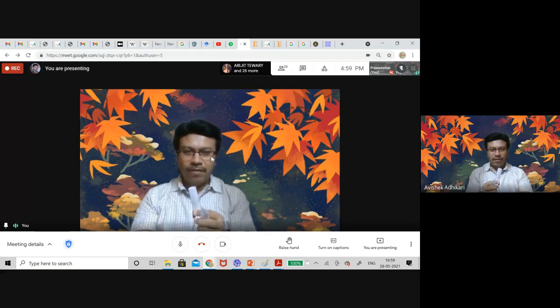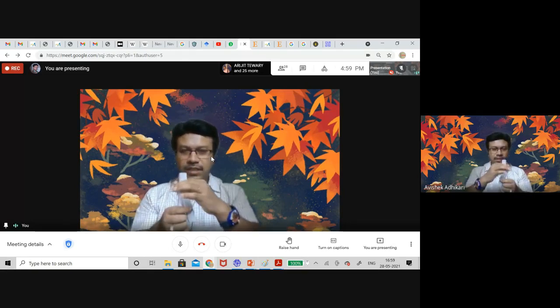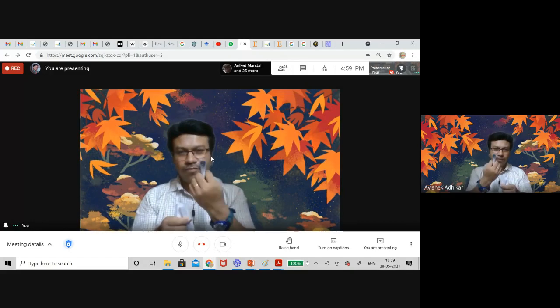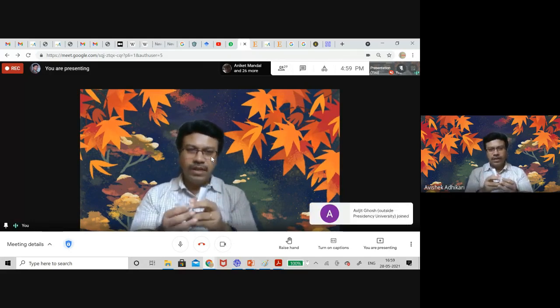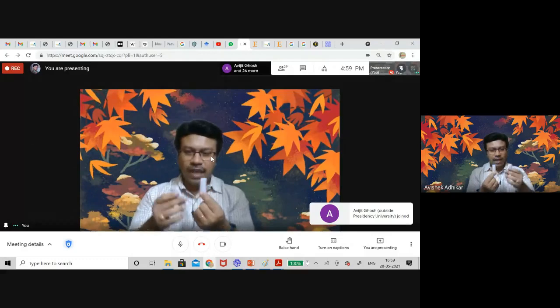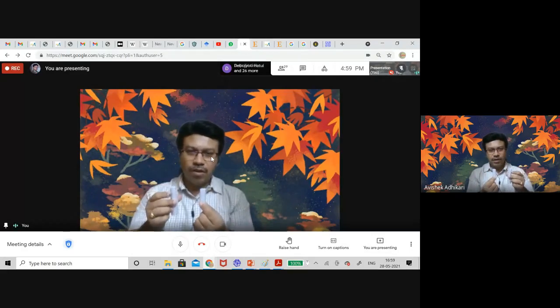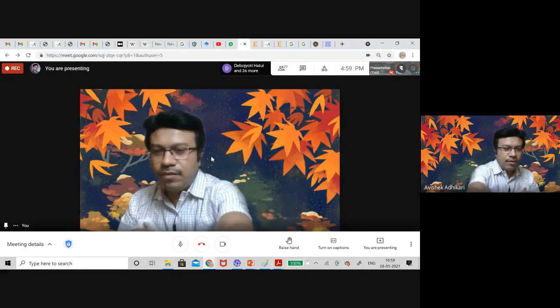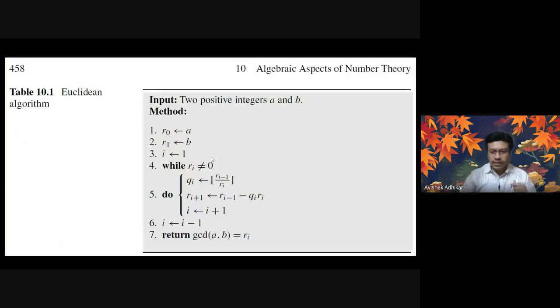Initially it was 16. Now if I cut it down, this will be my remainder. The remainder is now 6 units long, and this is 10 units long. Now you can understand, if you look at this algorithm, after doing this the roles are being changed. The roles of A and B will be changed.